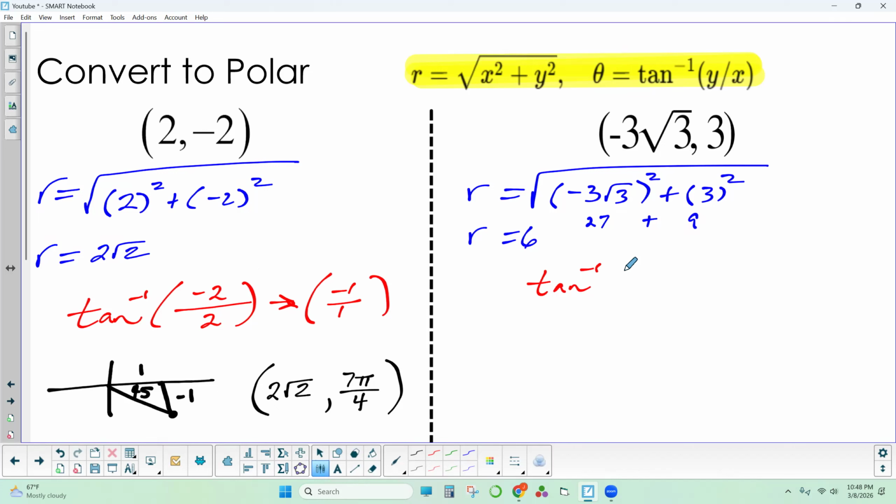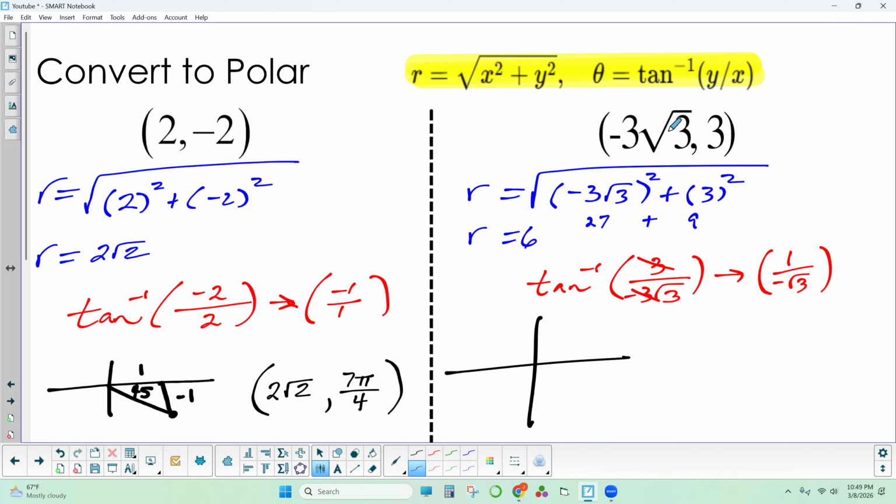All right, so now we'll find theta. Use inverse tangent, y over x. And we can simplify this. The 3's cancel out. So this is just going to be 1 over -√3. Again, if this helps, maybe draw a picture. We are going left and up. We are in quadrant 2.